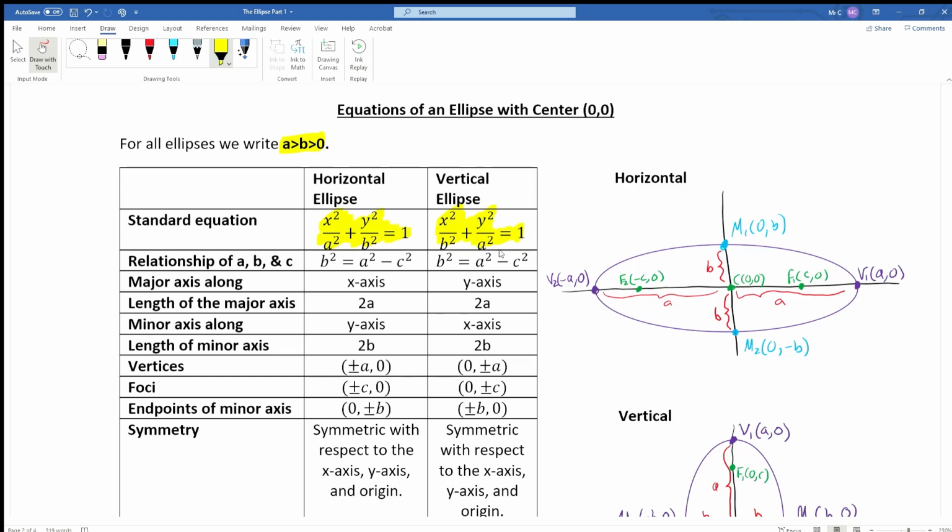So a is always the largest term. Additionally, we can see through the derivation of the equation of the ellipse that the relationship between a, b, and c is b squared equals a squared minus c squared. Now, this looks like the Pythagorean theorem quite a bit, but it's of course not the Pythagorean theorem. Just sort of coincidentally, it's very similar.